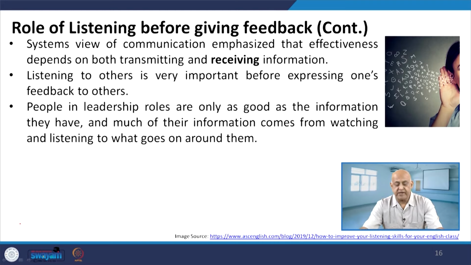The systems view of communication emphasizes that effectiveness depends on both transmitting and receiving information. It is not only one way, transmitting without being sure that the other person has received the information or not, because in the communication process we know there is a sender, receiver and feedback. So, if receiving the information is not done, then it will be very difficult. Listen before expressing one's feedback to others. Many people are very fast in giving feedback, but what is important is to have some patience and listen to the other person. It might be that our feedback is a different dimension as compared to what the reality is.